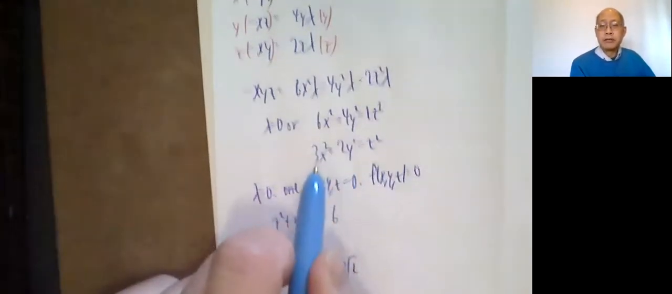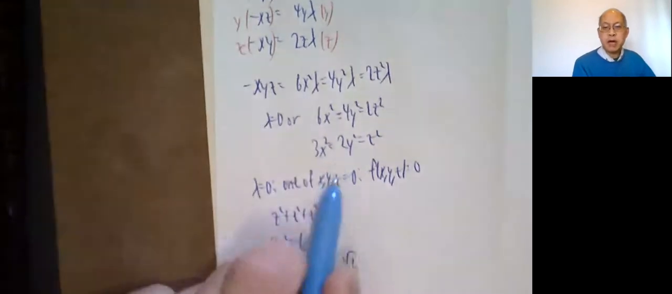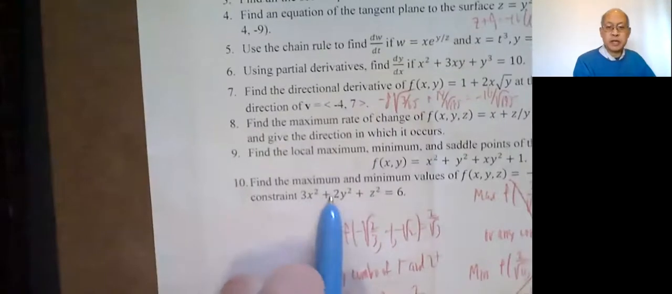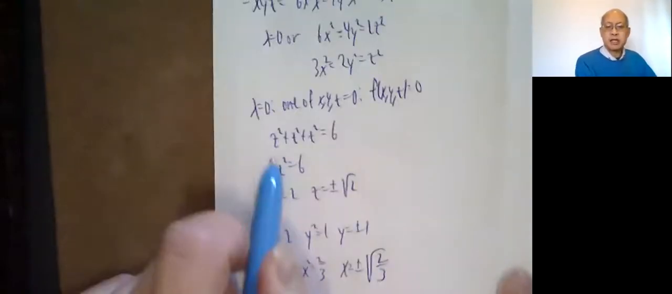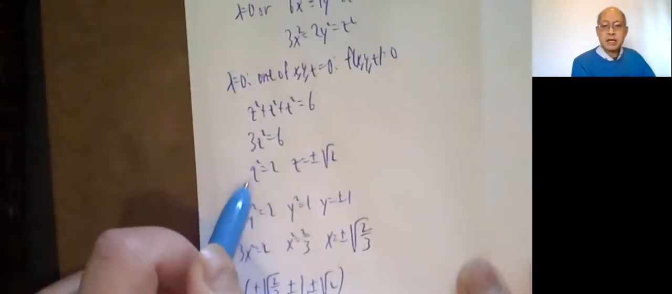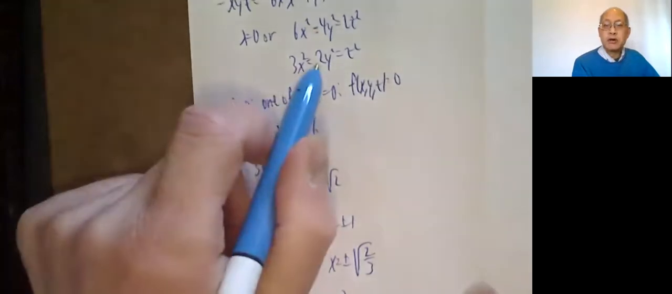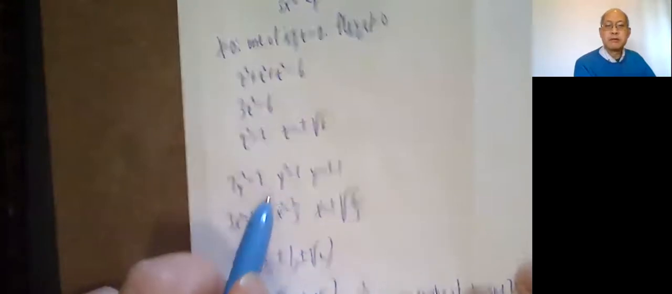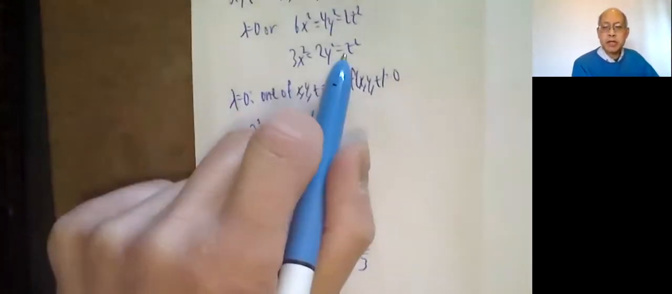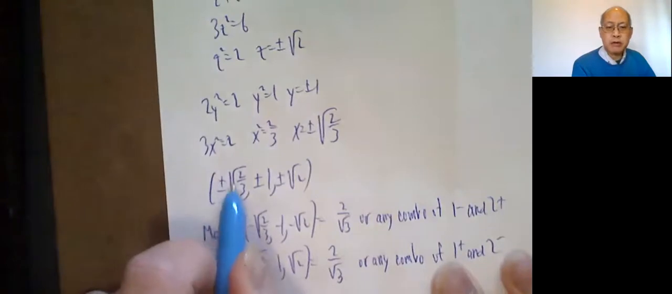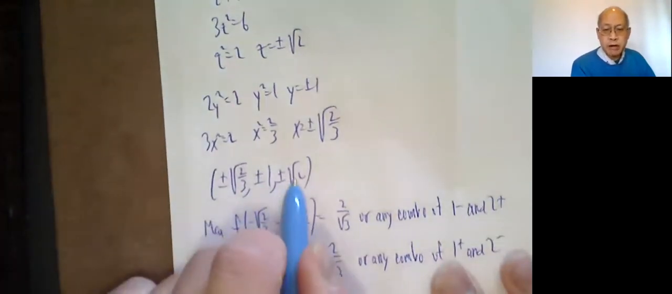Okay, so replace 3x squared with z squared in the original and 2y squared with z squared in the original. So you end up with z squared plus z squared plus z squared equals 6. 3z squared is 6. z is plus or minus radical 2. And since z squared is 2, I have 2y squared equals 2. That means y squared is 1, y is plus or minus 1. And 3x squared equals z squared, which is 2. x squared is 2/3. x is plus or minus radical 2/3. So my ordered triples are plus or minus radical 2/3, plus or minus 1, plus or minus radical 2.